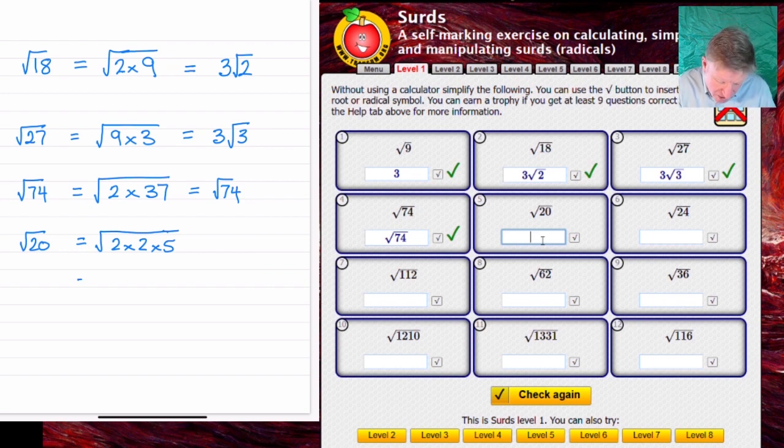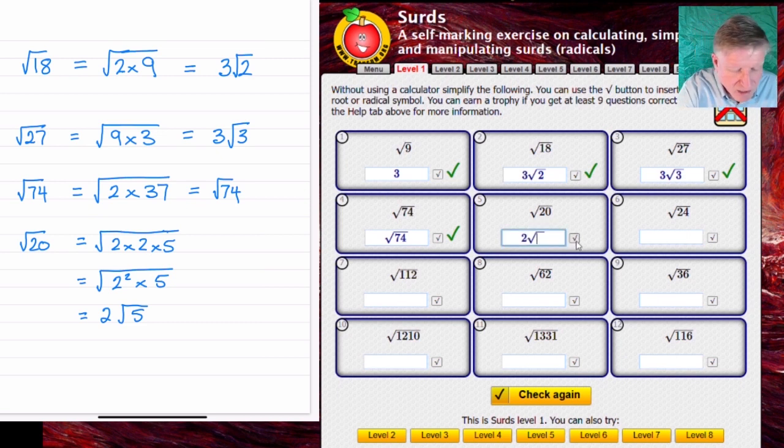Well, now can you see, writing this in a different way, that this is equal to 2 squared times 5. So 2 squared gives 4, the square number. So I could bring that outside the square root sign. And if I find the square root of 4, it is of course 2. So it looks like the answer is 2 root 5. 2 times the square root of 5.